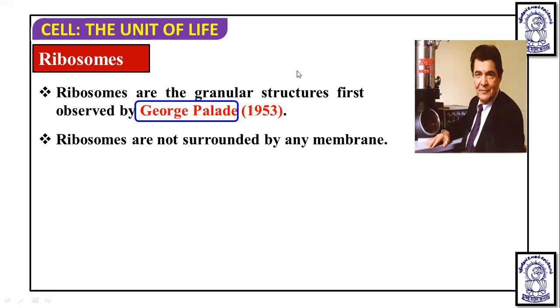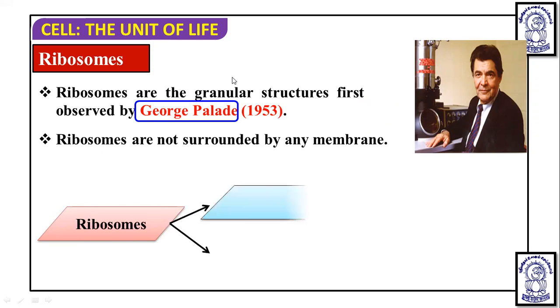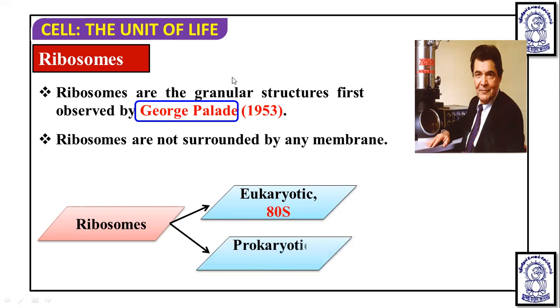If we talk about ribosome, it is a membraneless organelle. It is not surrounded by any membrane like mitochondria and chloroplast. So they are membraneless. These ribosomes are found in eukaryotic cells as well as prokaryotic cells. But in eukaryotes they are of 80S type, and in prokaryotes they are 70S type.